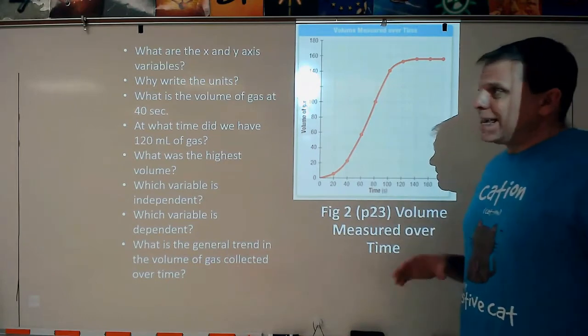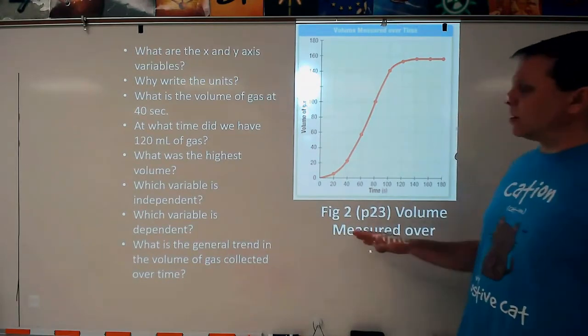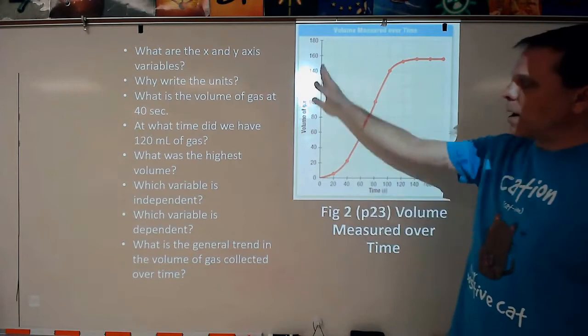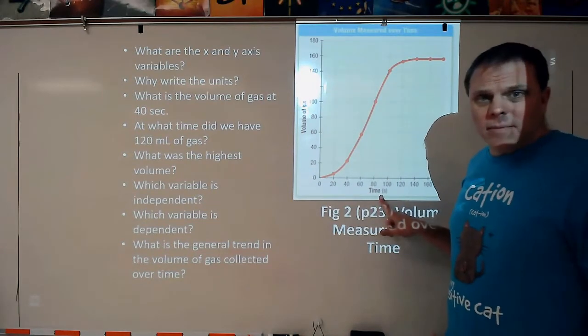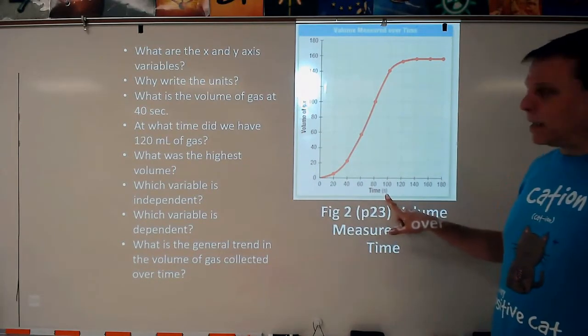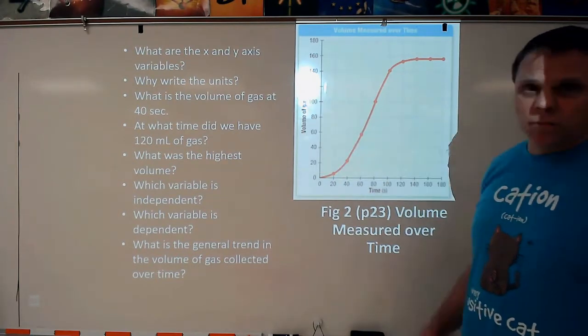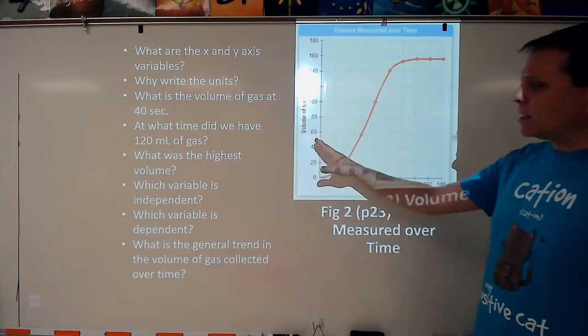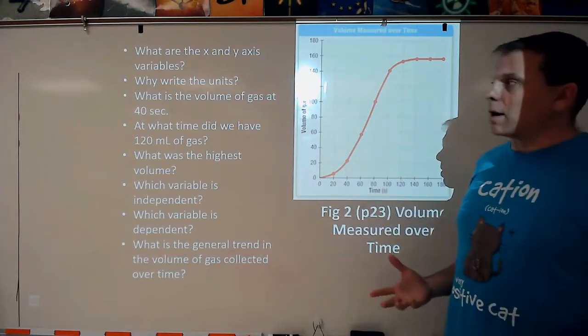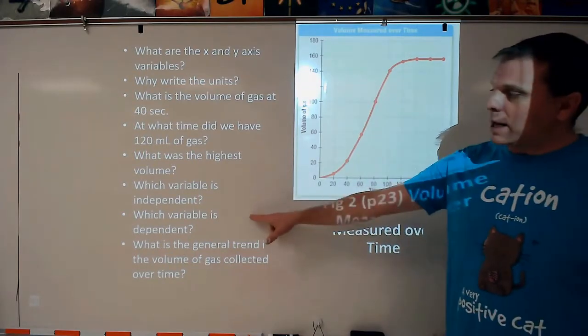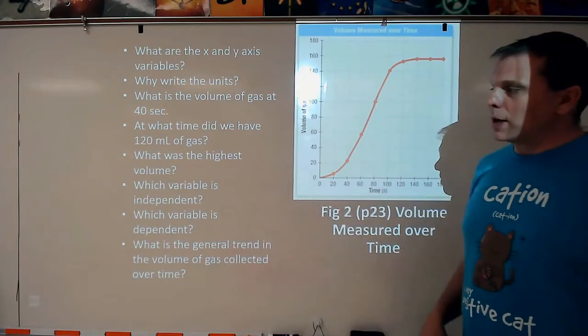What are the x and y axis variables? All right, so identifying your x and your y. Your x-axis variable is time with a unit of seconds, okay? Your y-axis variable is volume of gas with a unit of milliliters. Very important that you understand that those are variables, and we're going to talk about what kind of variables those are as well.